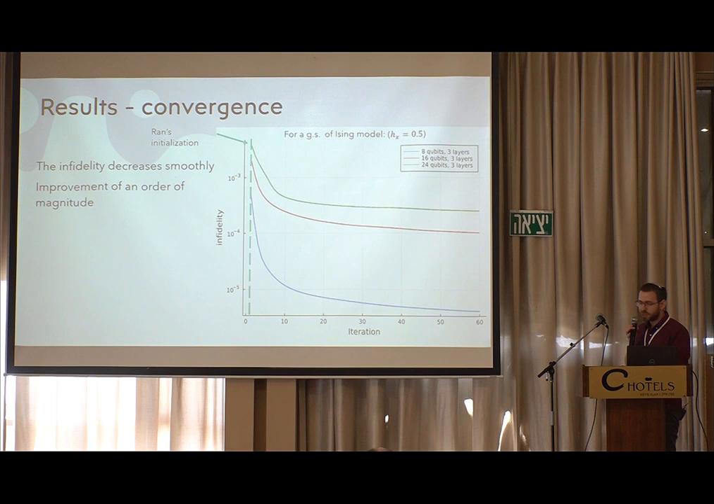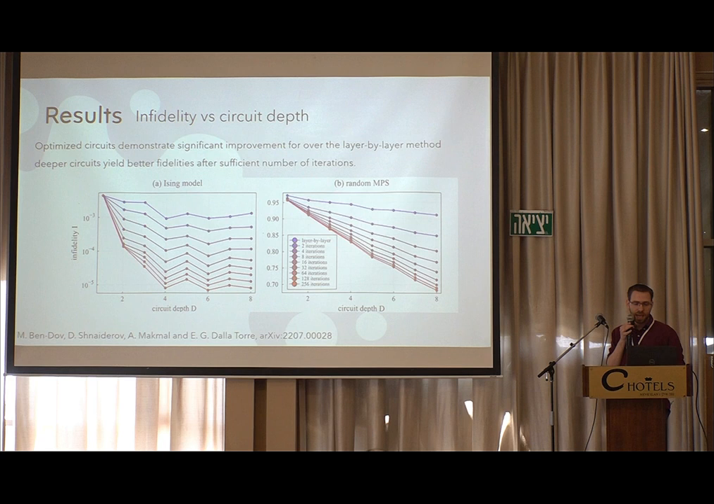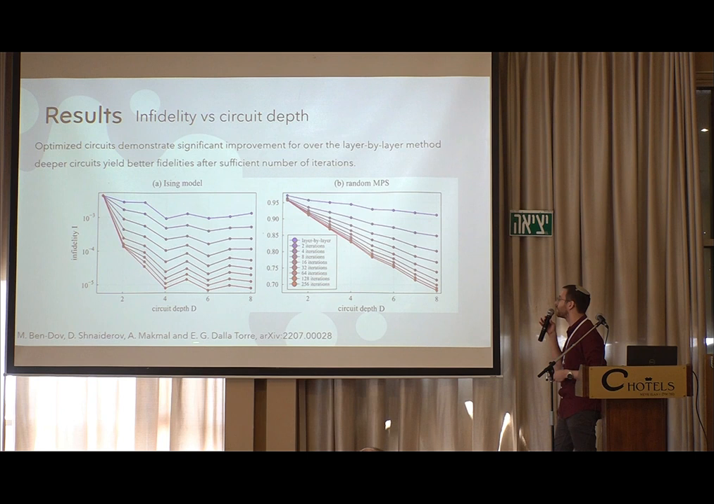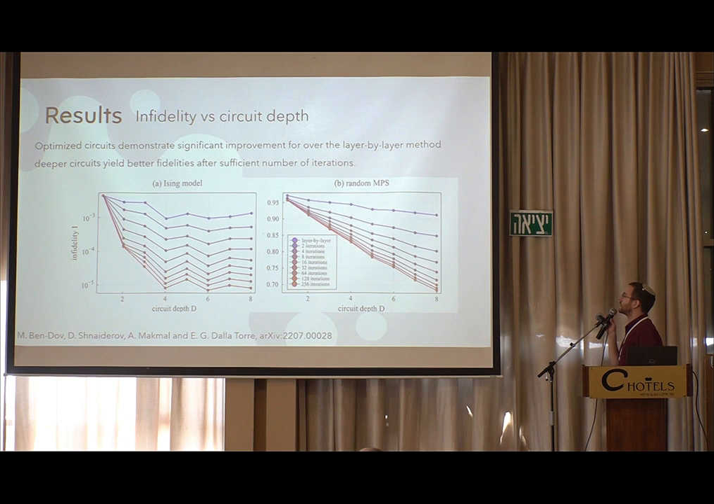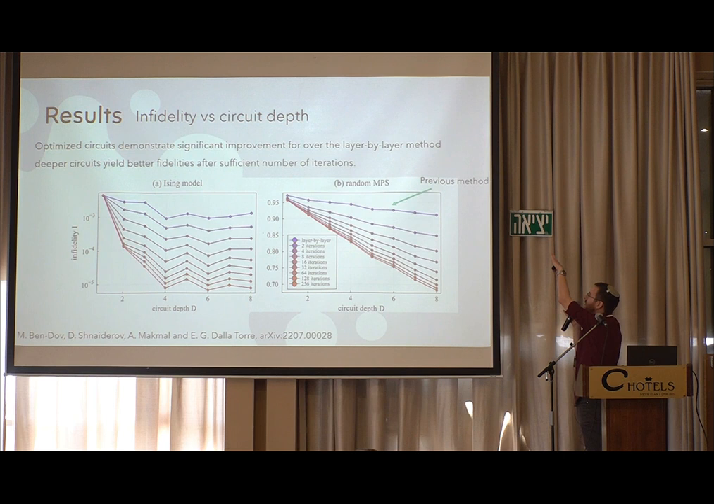And after we have convinced ourselves that the optimization works, we can compare the results of how this optimization behaves for different numbers of layers. And so this is the infidelity as a function of the circuit depth for different numbers of iterations. Essentially the first line is the previous method, and then all the other lines are just decreasing the infidelity, and we do it for a ground state of the Ising model and for a random MPS.